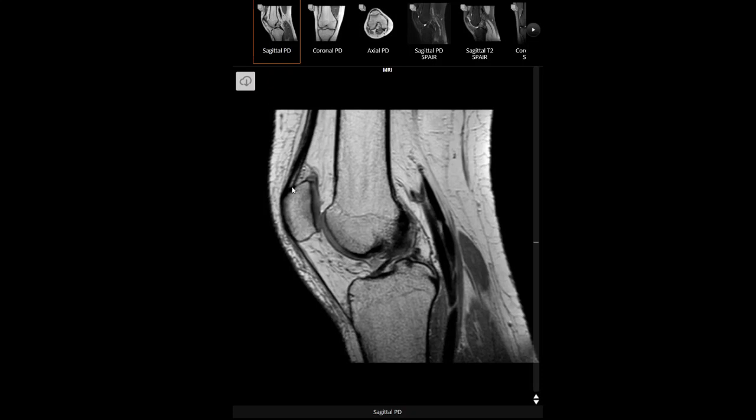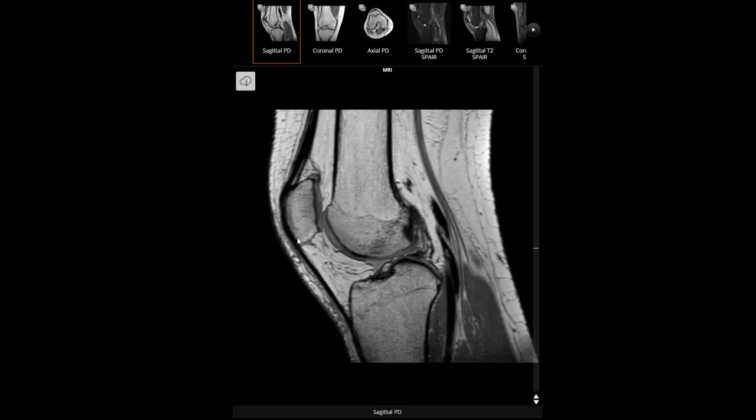So this hypointense structure seen here coming from above and inserting into the base of the patella is the tendon of quadriceps femoris, and this hypointense structure going from the apex of the patella to the tibial tuberosity is the ligamentum patellae, whereas this is the infrapatellar pad of fat, or Hoffa's fat pad. This is the suprapatellar anterior and posterior fat pads.